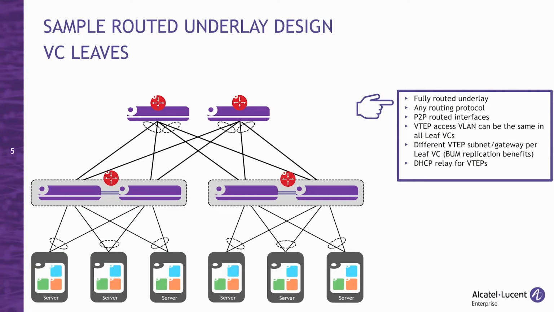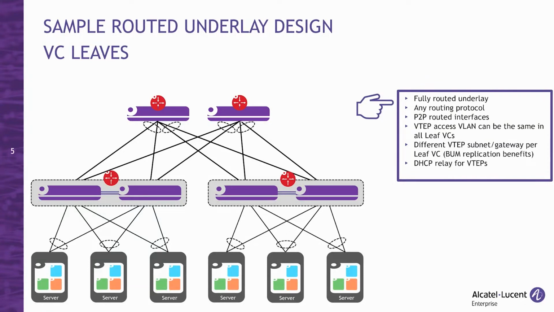Spine nodes do not need to be a virtual chassis. Each rack would normally use a different VTEP subnet, and this benefits BUM replication due to the hierarchical replication that I explained before. The access VLAN can be the same across all racks because it is only locally significant. It is not stretched in any way, and this simplifies configuration templates.